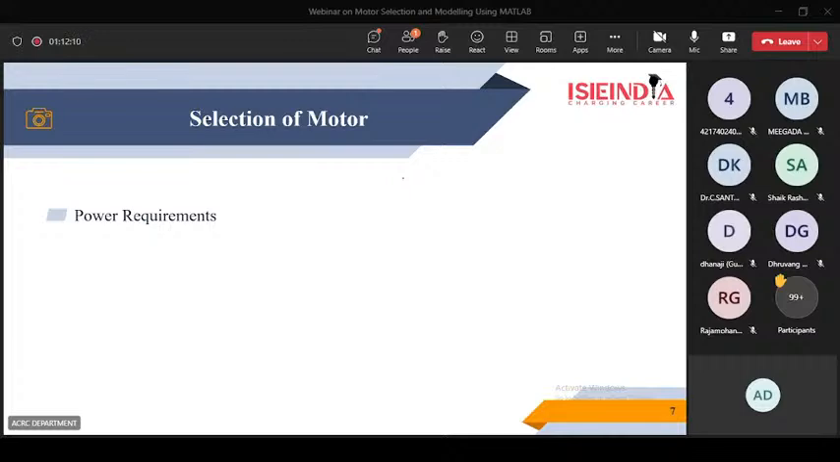According to that we go for the motor selection, then the size and the weight. The motor size is also a factor. I already discussed in the previous slide that we require less weight and high power. So taking this factor, the size as well as the weight of the motor is an important factor for the selection of the motor.